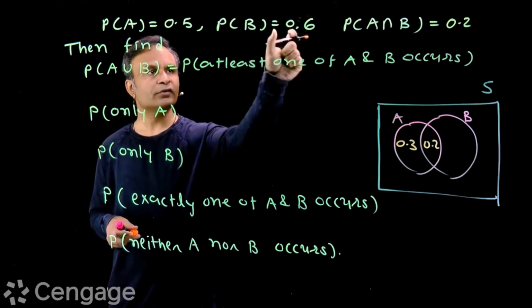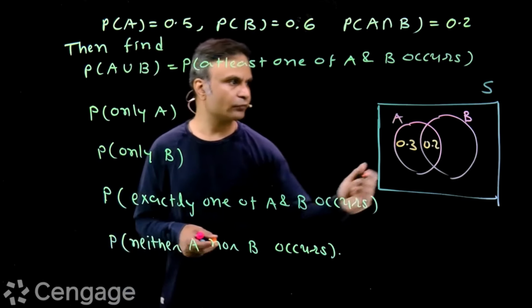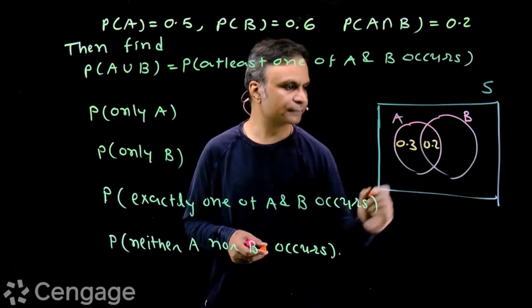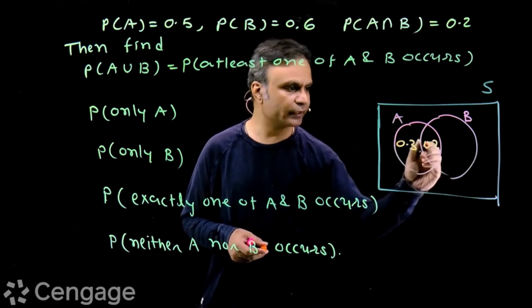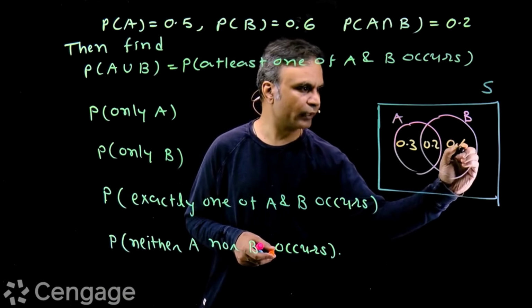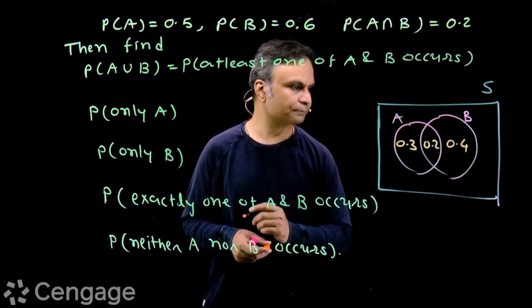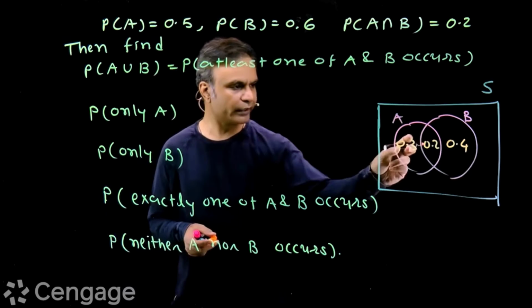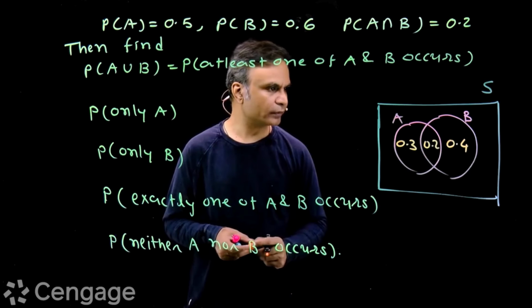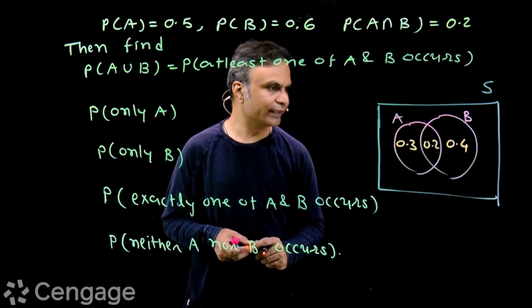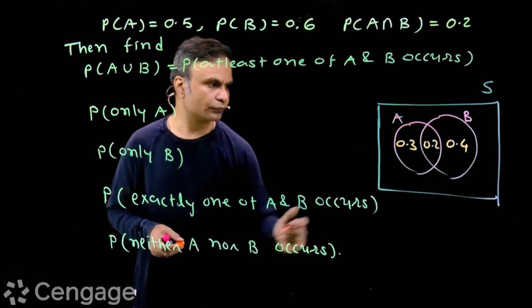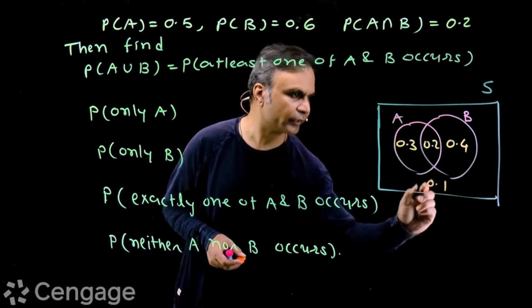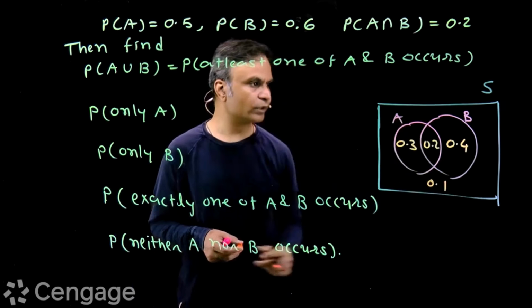Now probability of event B is 0.6. Then what will be the value in this region? We have 0.2 already here. So we put here value 0.4. Now the sum 0.3 plus 0.2 plus 0.4 is 0.9. So we put 0.1 here in the outer region of A union B.